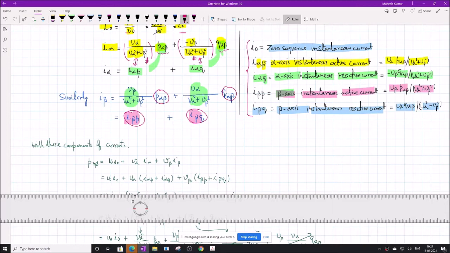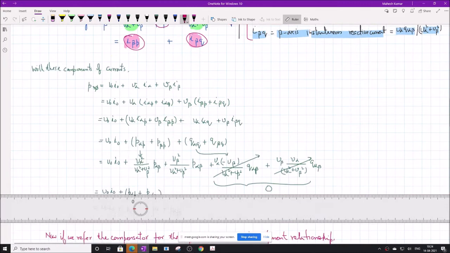to analyze this theory. Okay, we will see that the instantaneous power, three phase instantaneous power, P three phase, which was equal to V0 into I0 plus V alpha into I alpha plus V beta into I beta, we also call this like P alpha plus P beta and P0, which together is called P alpha beta, if you remember just now. So this is P alpha beta. Okay, so the whole power is actually P equal to P0 plus P alpha beta.